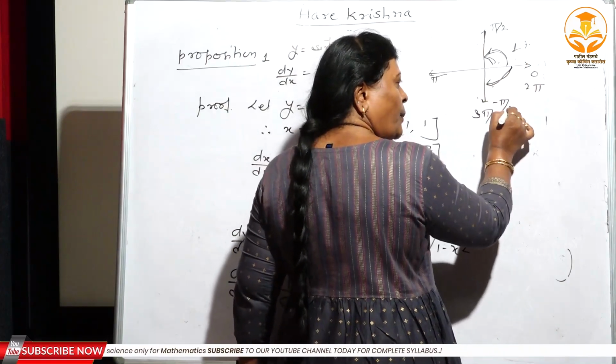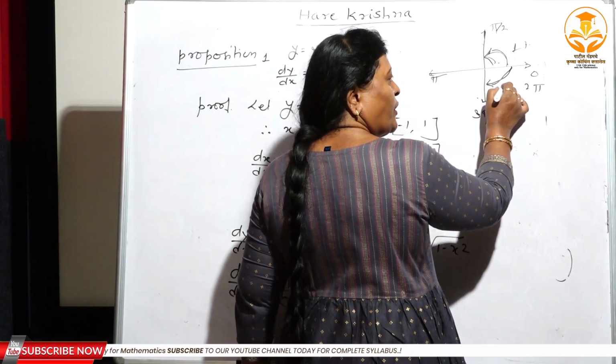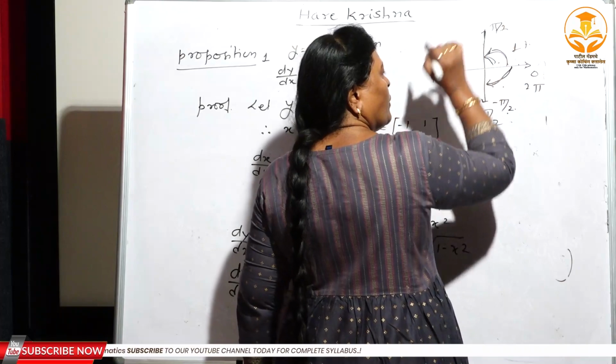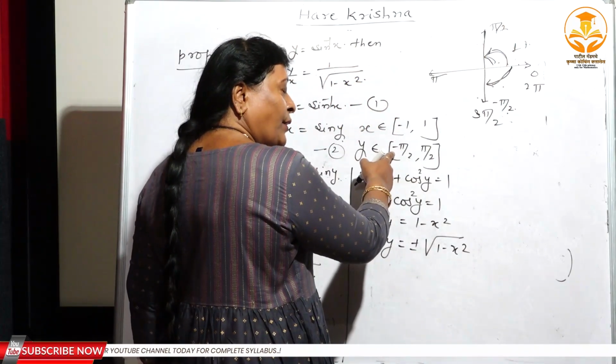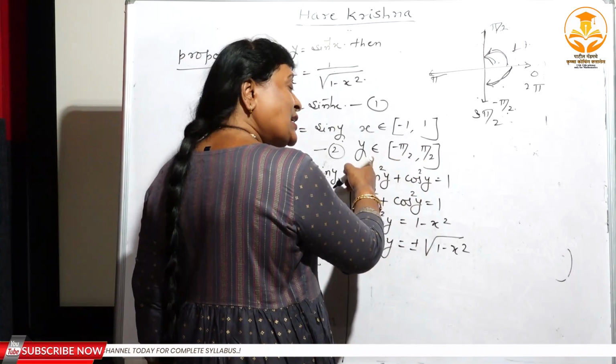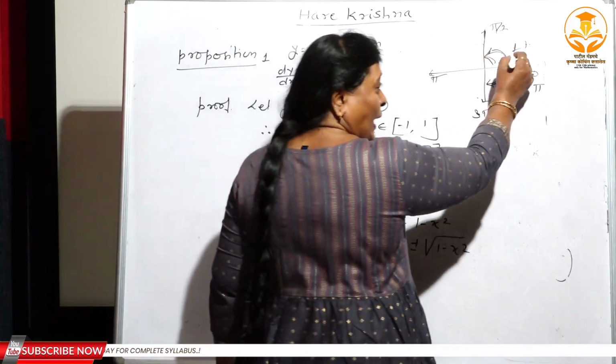Therefore this is 0 to minus pi by 2, which lies in the fourth quadrant, and 0 to pi by 2 lies in the first quadrant. When y lies in minus pi by 2 to pi by 2, means this y lies in which quadrant here?